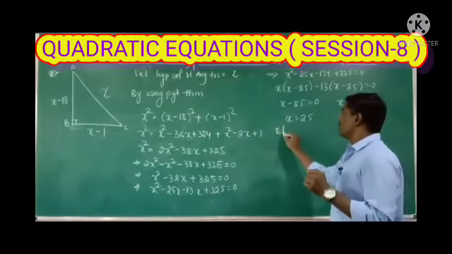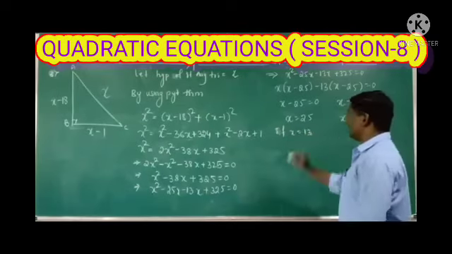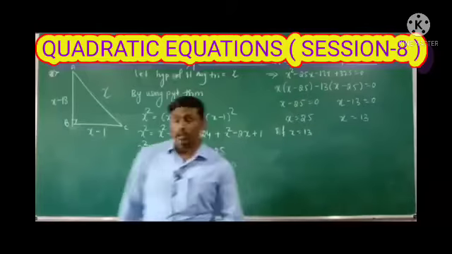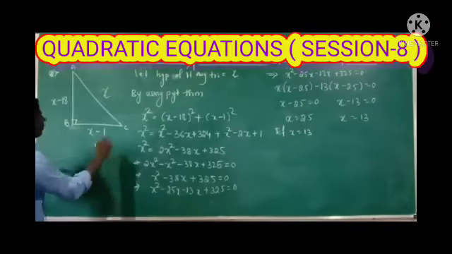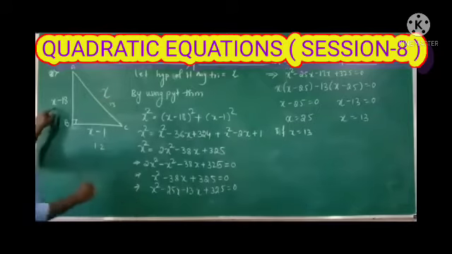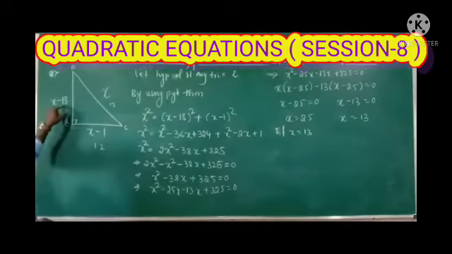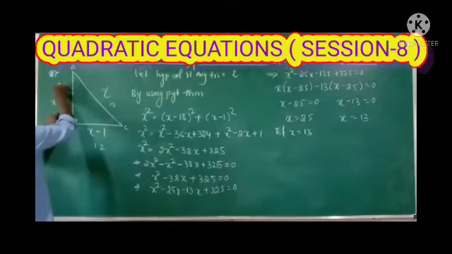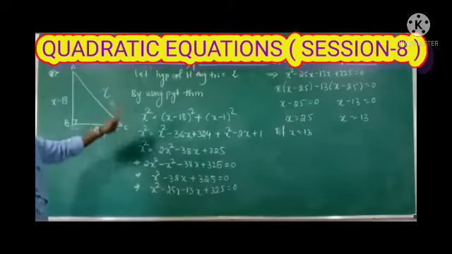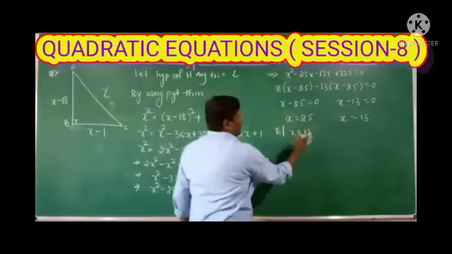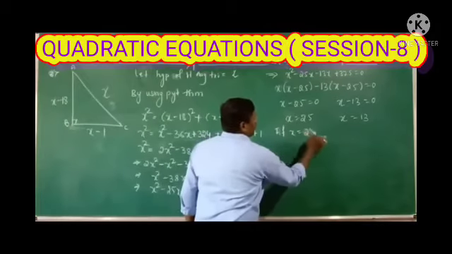First one, if x is equal to 13, listen here, x is equal to 13 means 13 minus 1 is 12. Here 13 minus 18 is minus 5. The length of the right angle triangle's side will not be in negative terms, so neglect that value 13. Just consider the other root, that is 25.